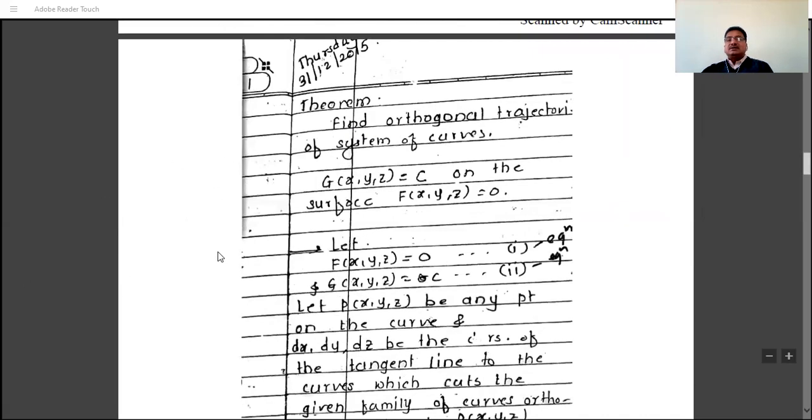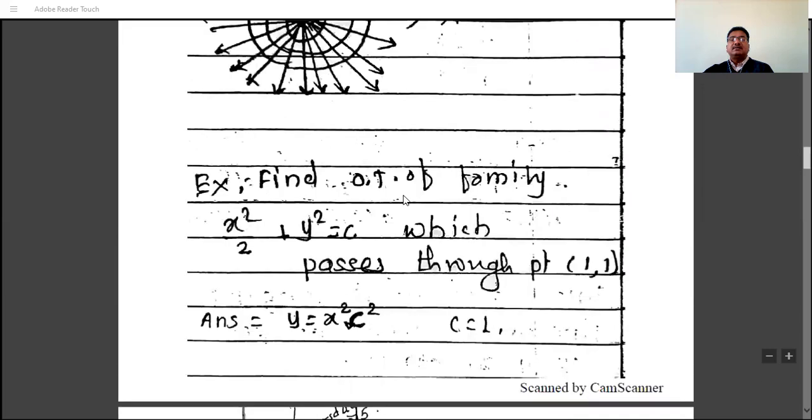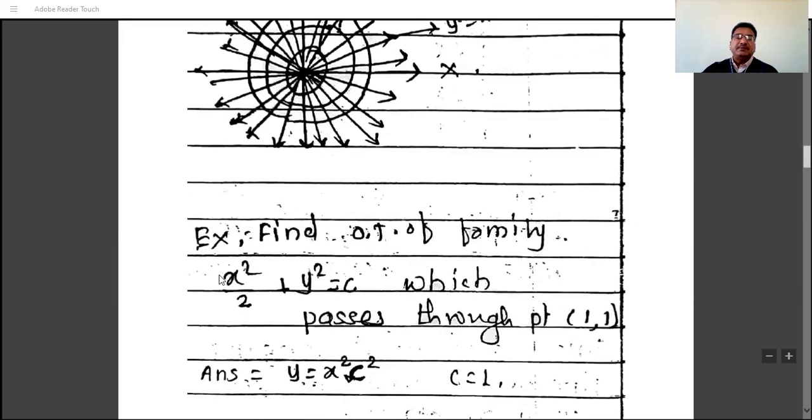So next is the theorem: find the orthogonal trajectories of the system of curves g(x,y,z) equals c on the surface f(x,y,z) equals c. This is the three variable function. These were the problems for two variable functions.